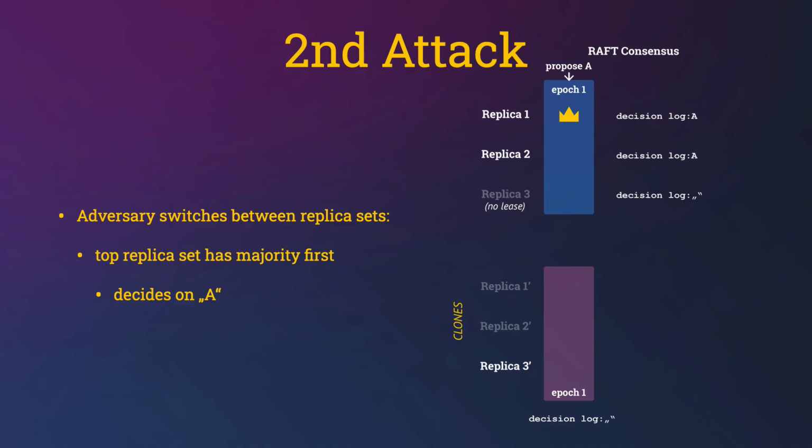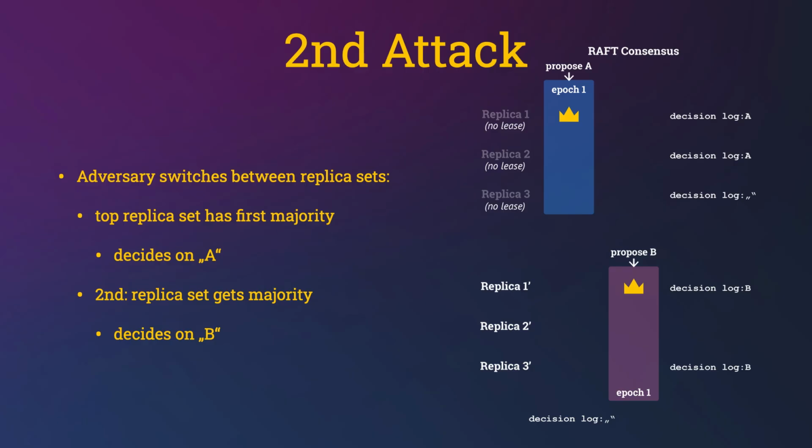And then in the next epoch, the adversary steers the network in such a way that replica 1 prime and 3 prime get their lease. Replica 1 will crash because its lease has expired, but replica 1 prime goes up and 3 prime goes up, and the adversary might have partitioned the network and the disk so that replica 1 comes up and sees, okay, I'm the leader in epoch 1, so there is a proposal B, so I decide on B. So in this case, we would have in the two partitions, in the clone and the non-clone partition, two different decisions, A and B.